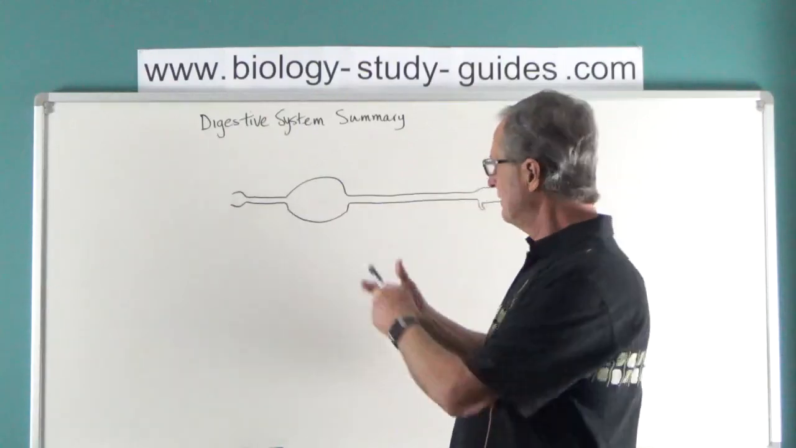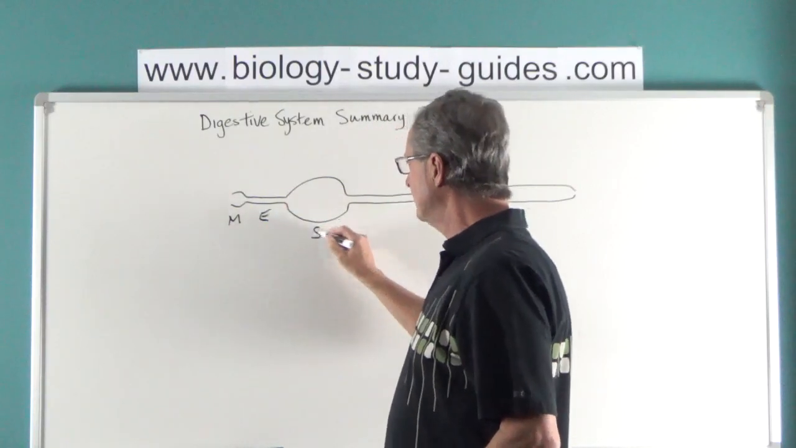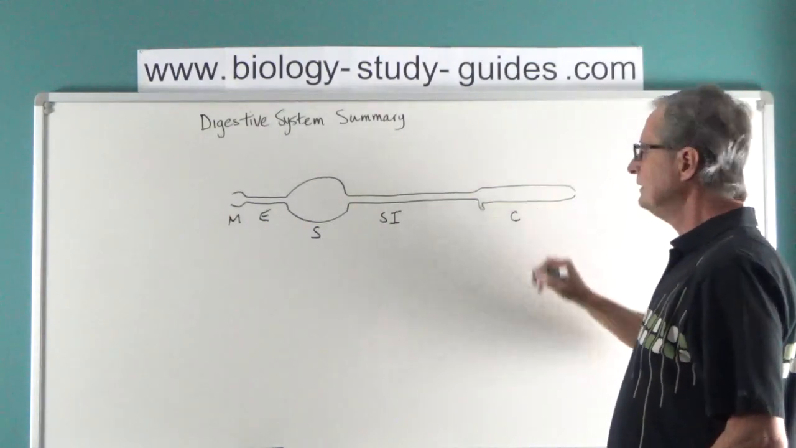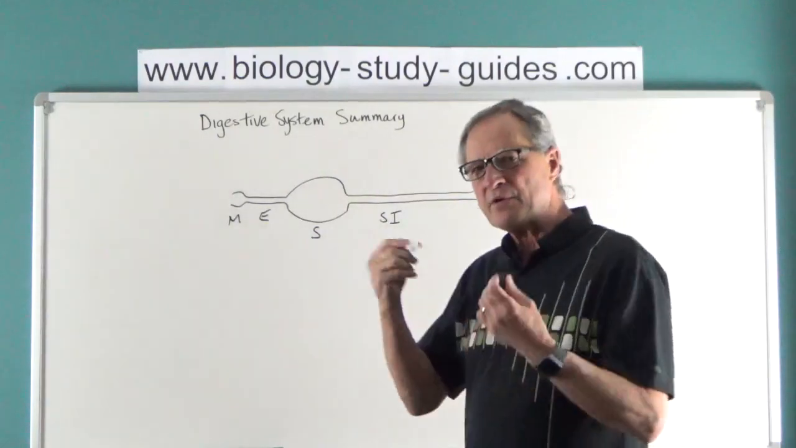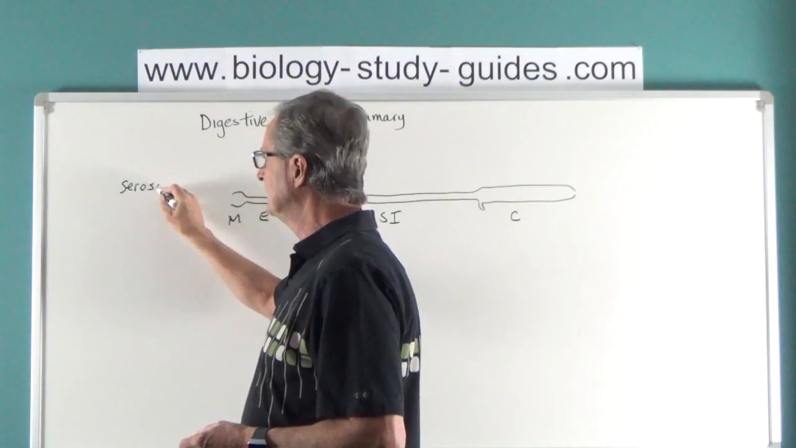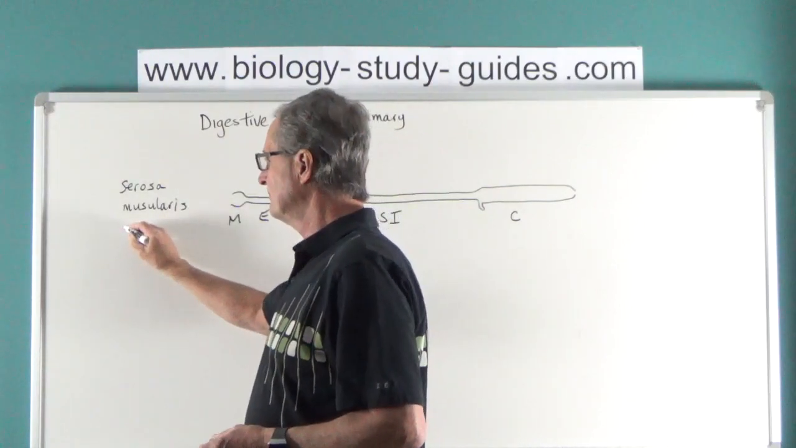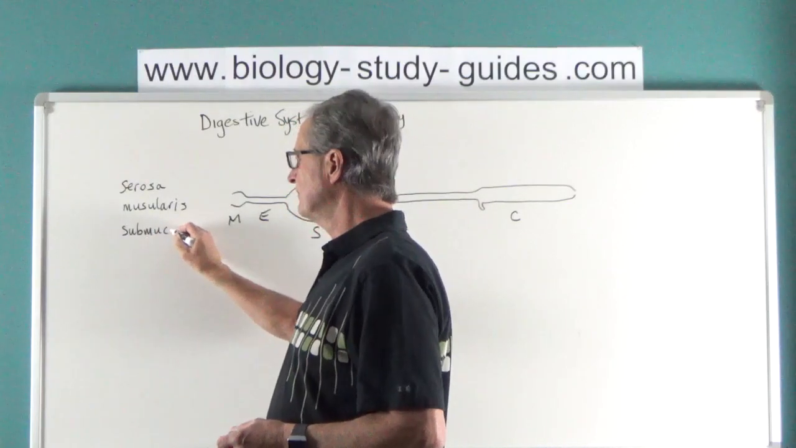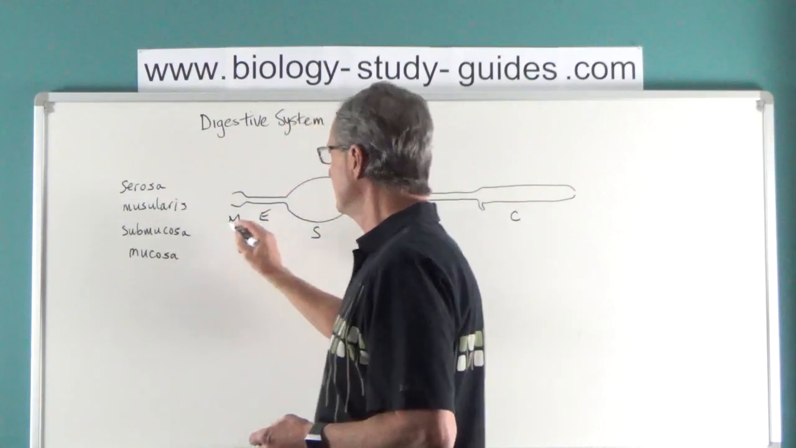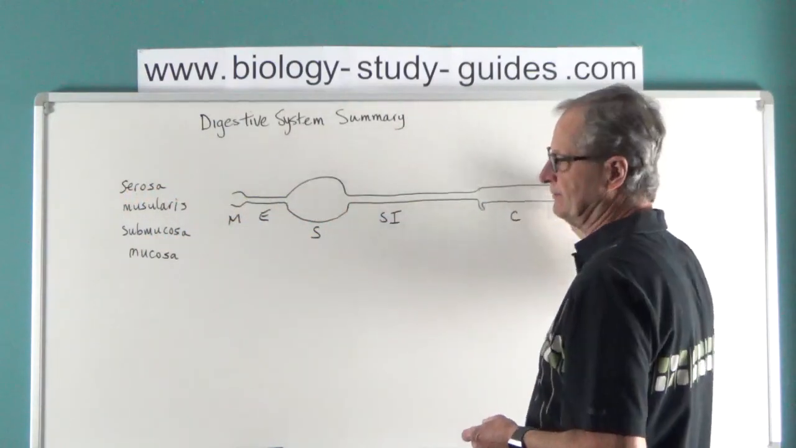It's a muscular tube. And in this diagram, I'm representing the mouth here, the esophagus, the stomach, the small intestine, the large intestine or the colon. Remember, this muscular tube has 4 layers, the serosa on the outside, the muscularis, the submucosa, and the mucosa. And that set of 4 tissue layers goes through the whole system.